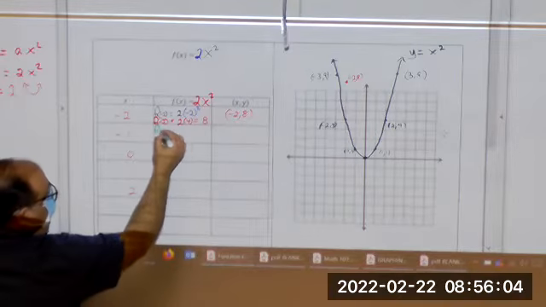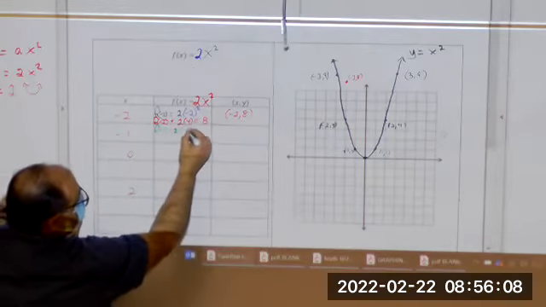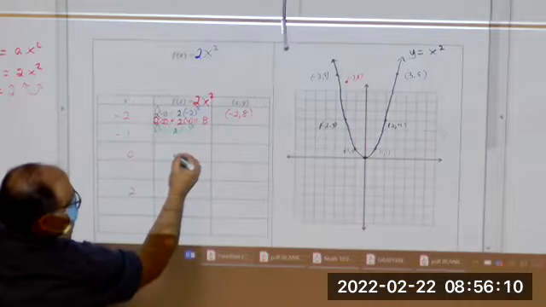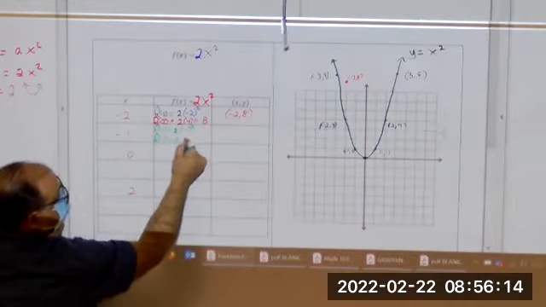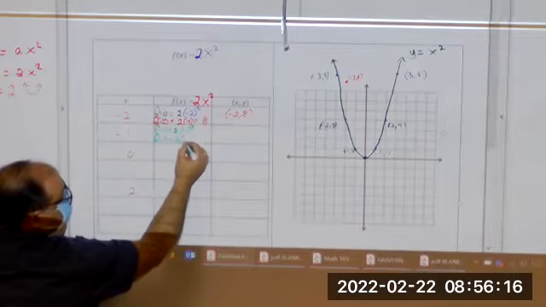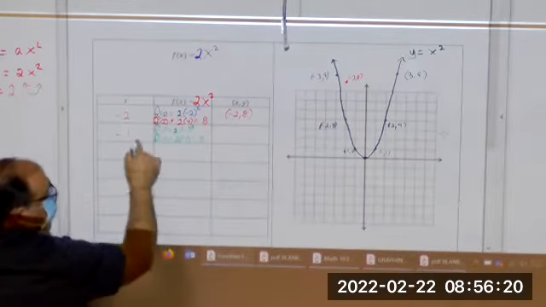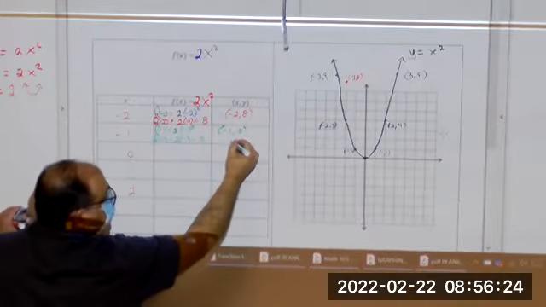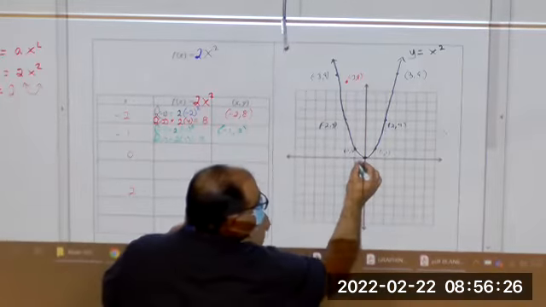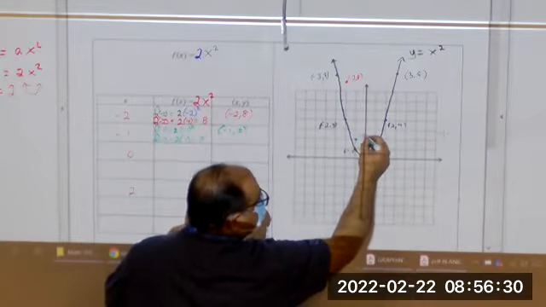So f of -1 is a 2 in front, and then -1 is going to square it. So f of -1 is 2 times... -1 times -1 is +1. 2 times 1 is 2. So when x is -1, we get +2. So when x is -1, it's right here. That's +2.